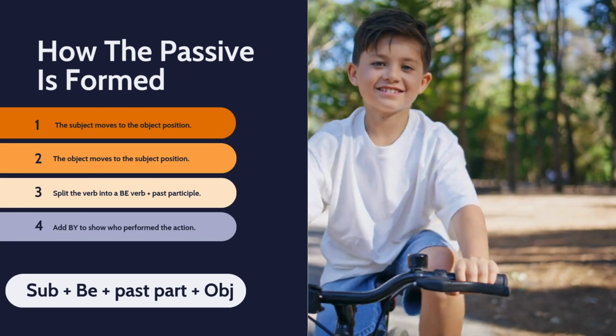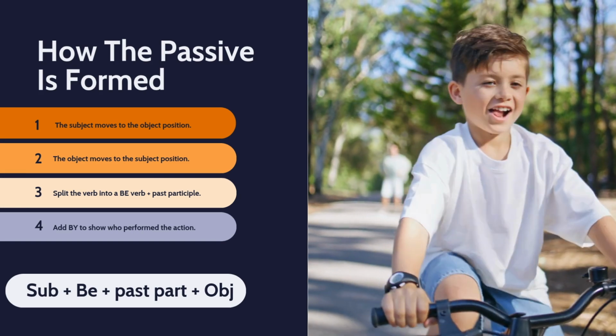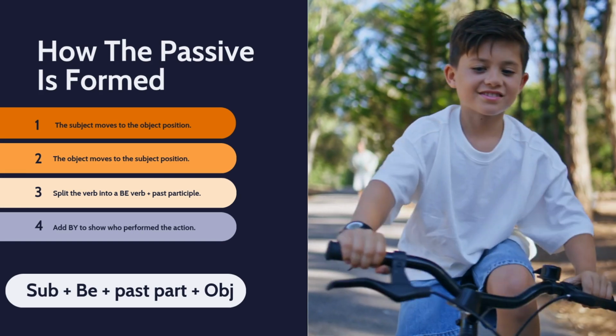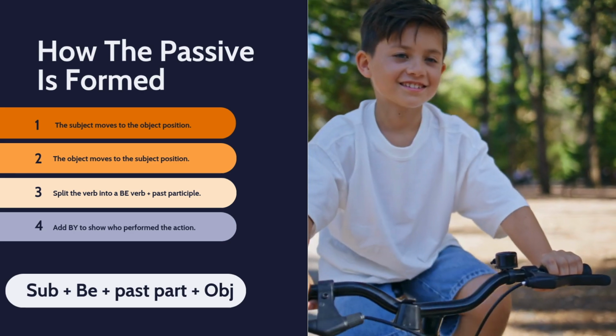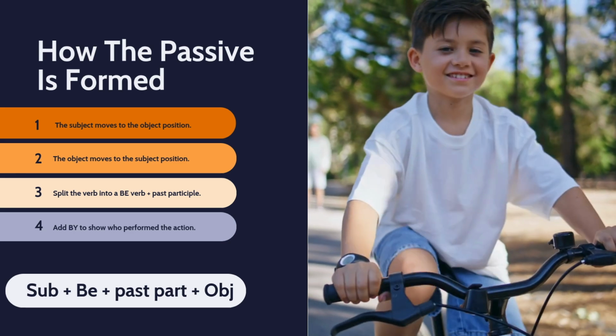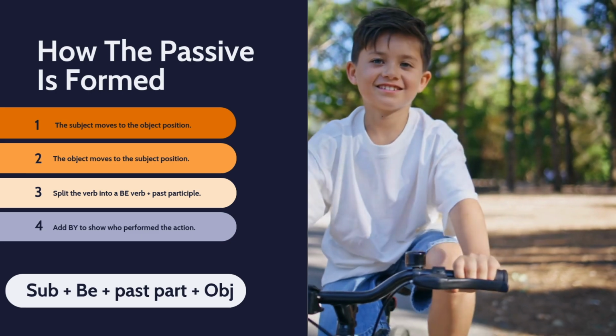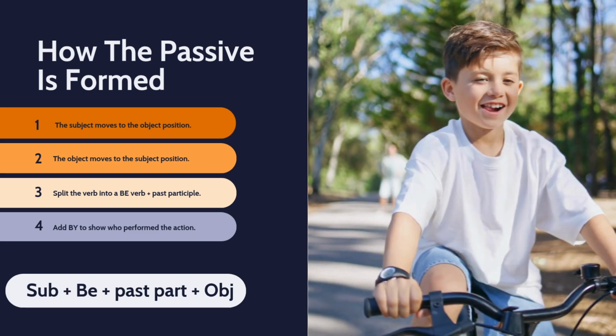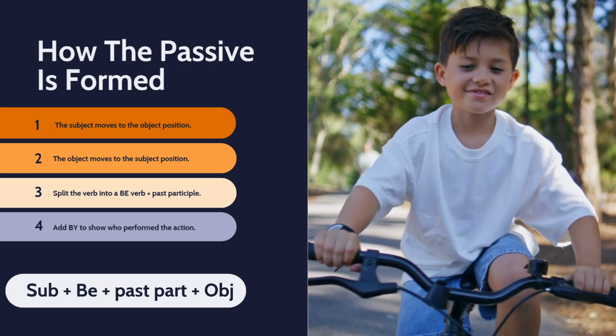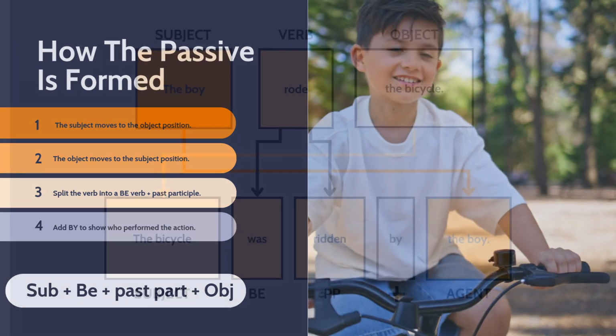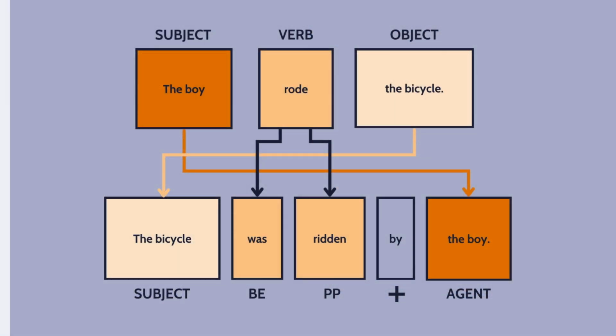How the passive is formed. First, the subject moves to the object position. Second, the object moves to the subject position. Third, split the verb into a be verb plus past participle. Fourth, add by to show who performed the action. Let's take a look at the diagram.